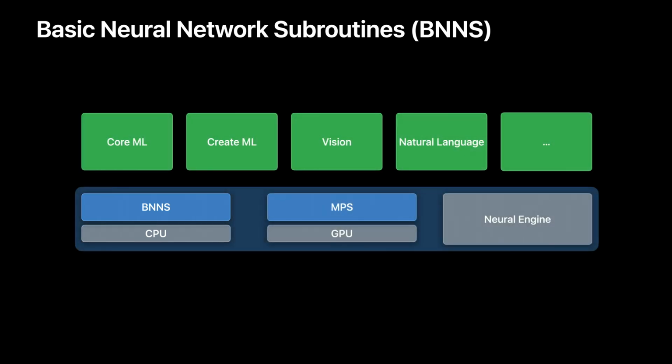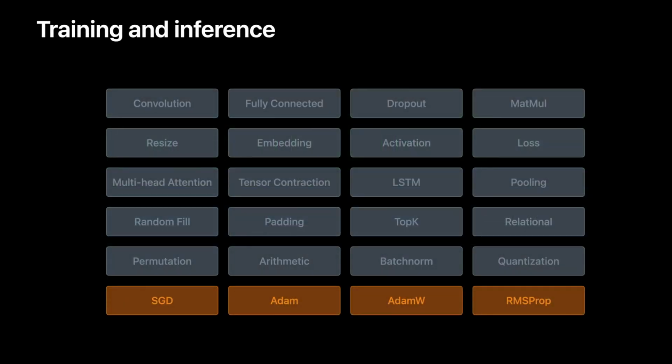Above this layer, there are a number of frameworks that run on one or more of these backends. These include Apple's high-level machine learning frameworks, CoreML and CreateML, as well as the specialist frameworks like Vision and Natural Language. BNNS provides support for both training and inference across a wide range of layer types, as well as support for the optimizers shown at the bottom.